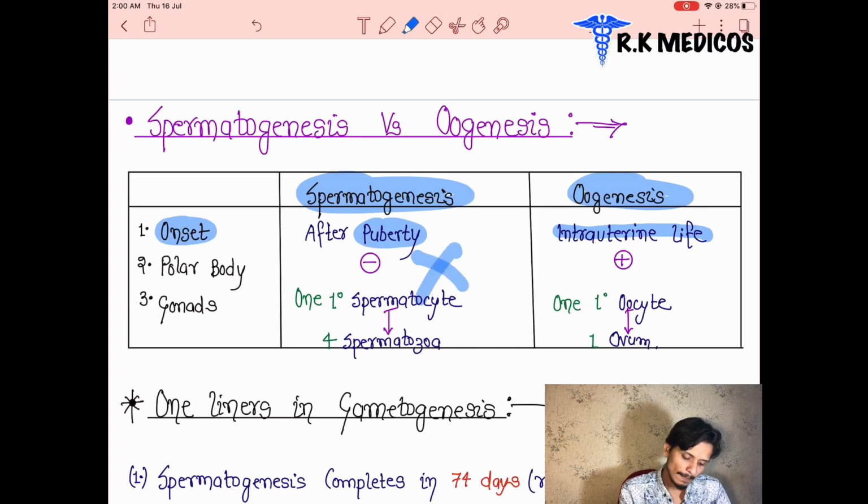In the gonads, primary spermatocytes produce how many spermatozoa? 4. But in the female, one primary oocyte produces only 1 ovum. You have to memorize these points also, because it's important.